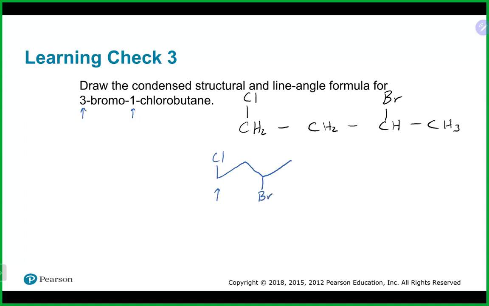Any questions on that there? Question on drawing or naming alkanes?